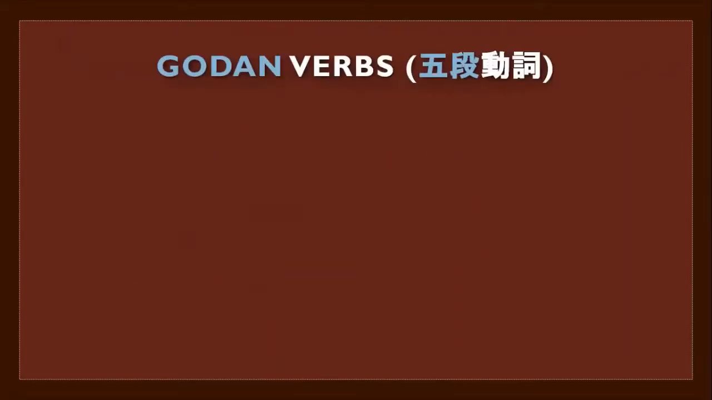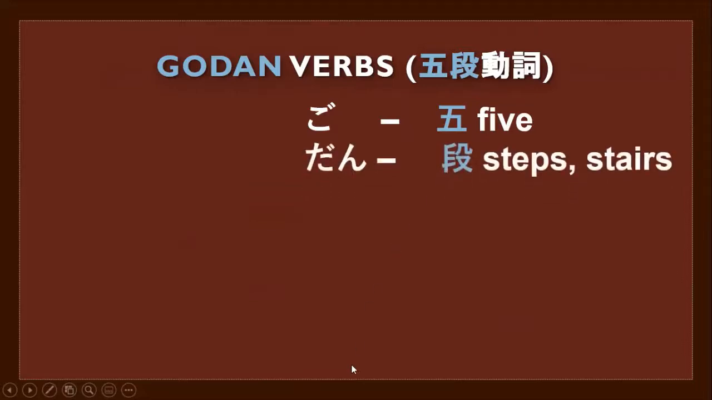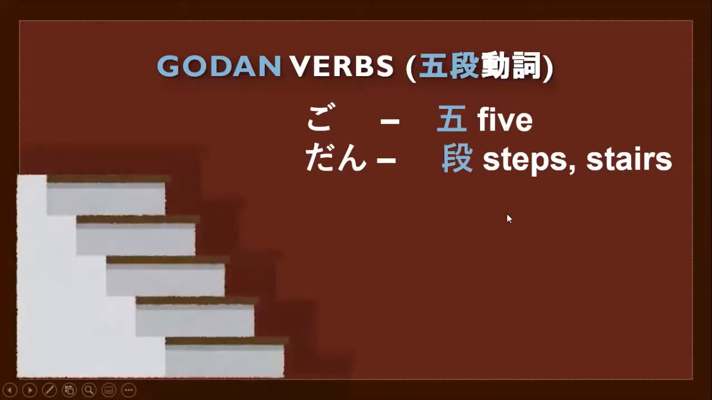So Godan verbs. What are Godan? Go means 5, and this is the kanji we are going to learn today. Go is 5. And dan, this is the kanji for dan. Dan means steps or stairs. So it's like this: 1, 2, 3, 4, 5. So why is there this Godan?